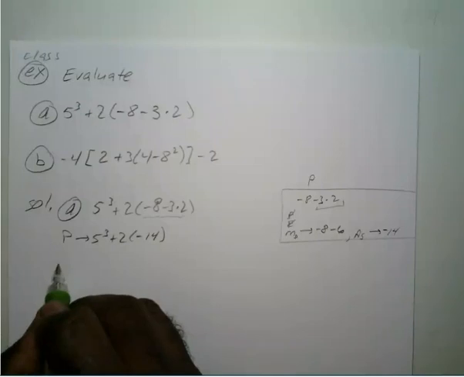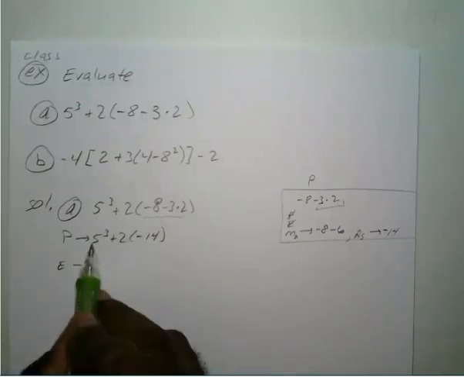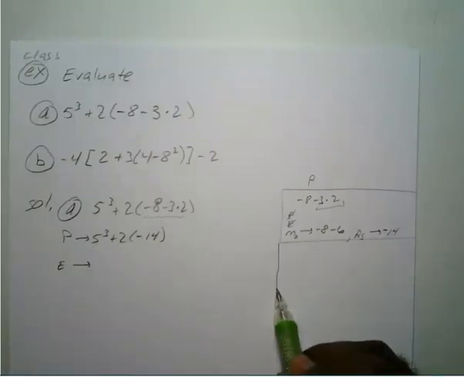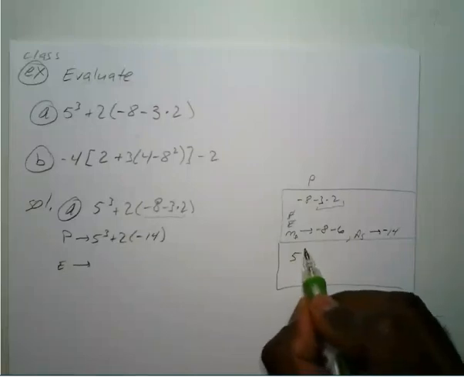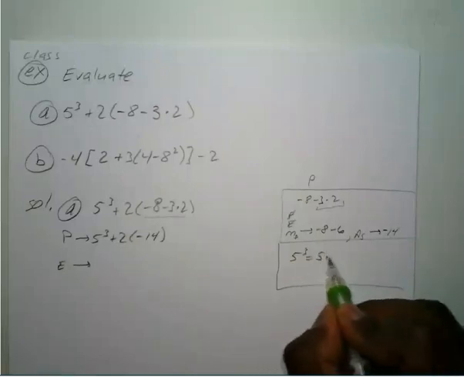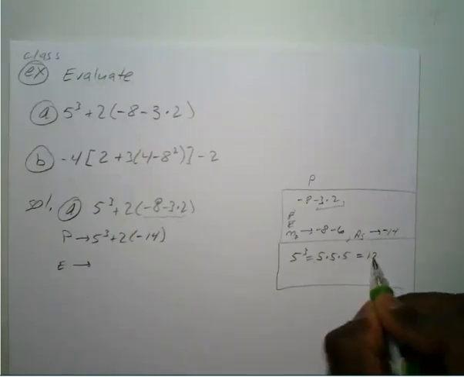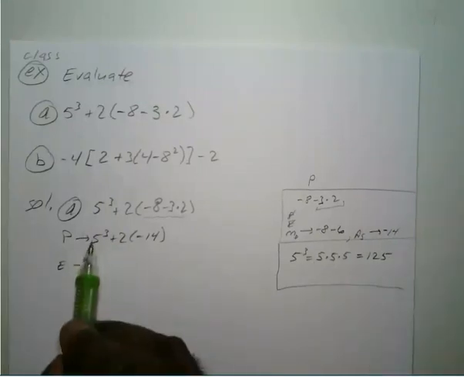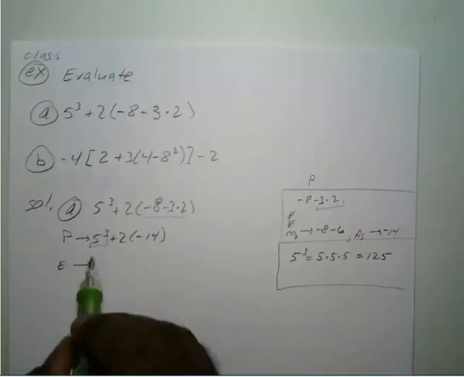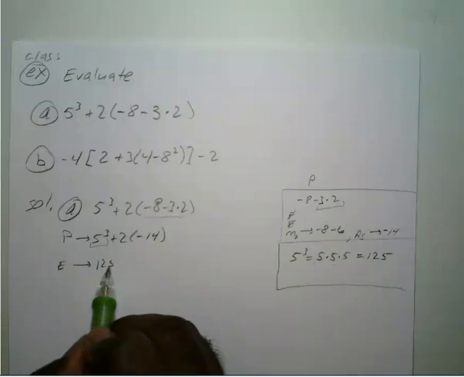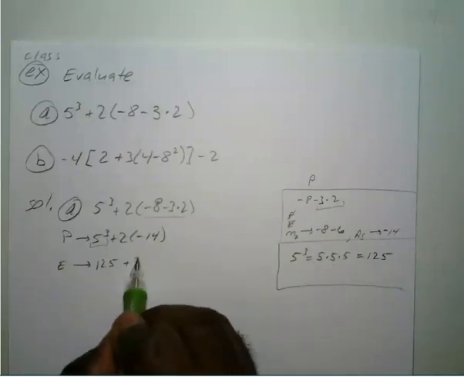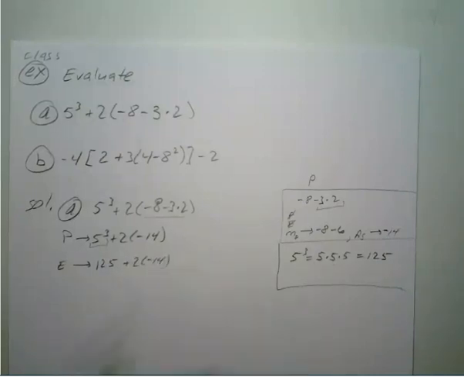Now we do our exponents, which is 5 to the third power. You know that 5 to the third power is 5 times 5 times 5. So 5 times 5 is 25, and 25 times 5 is 125. So this 5 to the third gets replaced with 125 plus 2 times negative 14.